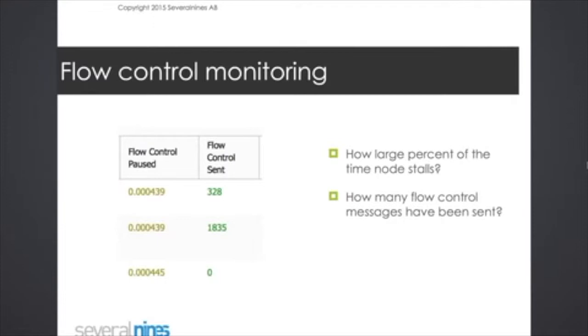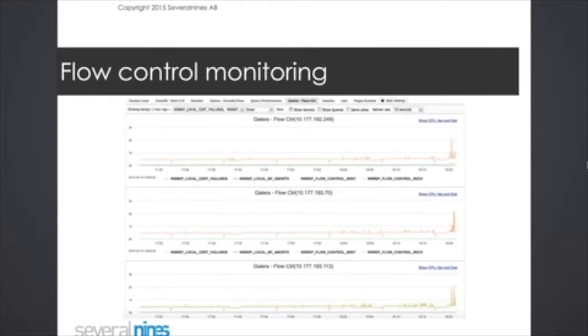So if we see a node with a significant amount of flow control messages sent, then it may mean that this node is somewhat slower than the others for some reason. Maybe it's configuration, maybe it's hardware, maybe it's a workload on this particular node. But it just means that we should be looking into it in more detail. As you can see, we can have this data graphed pretty nicely.